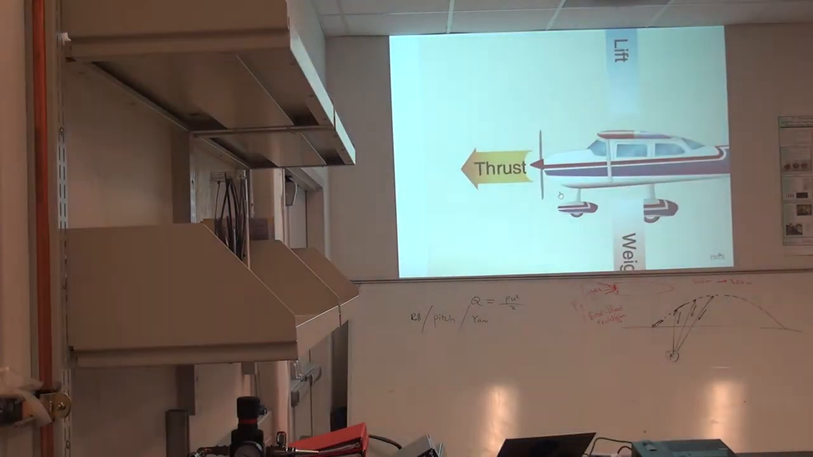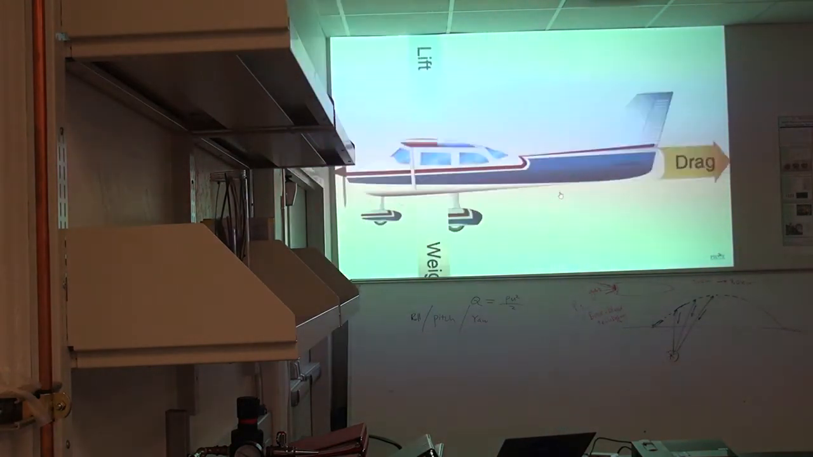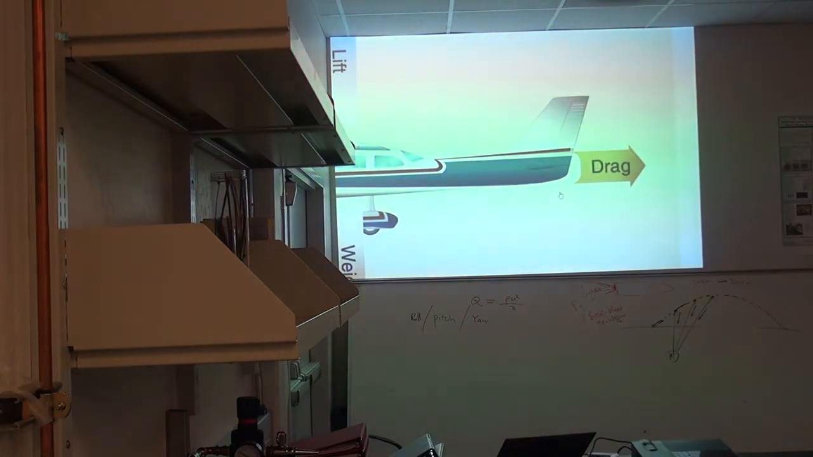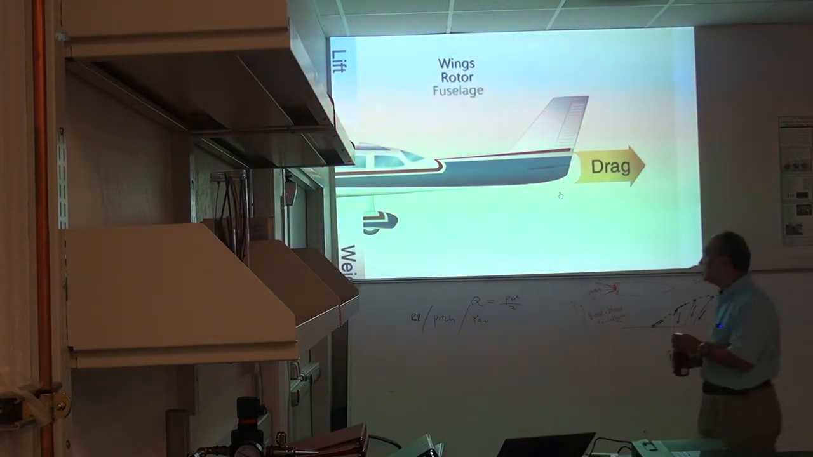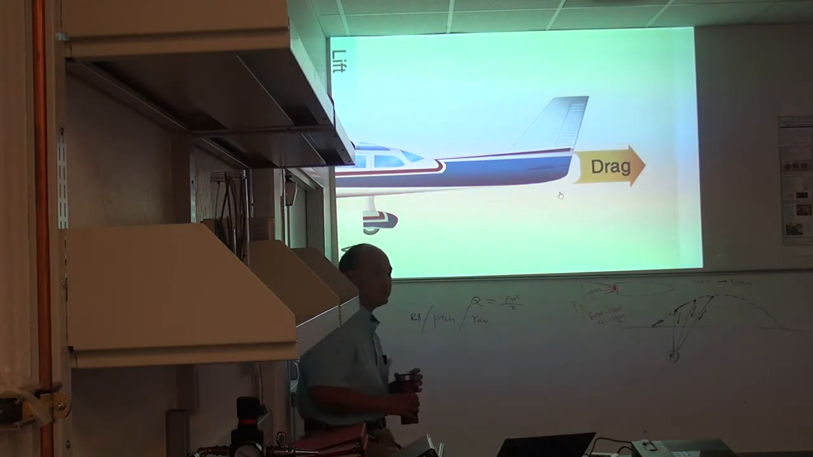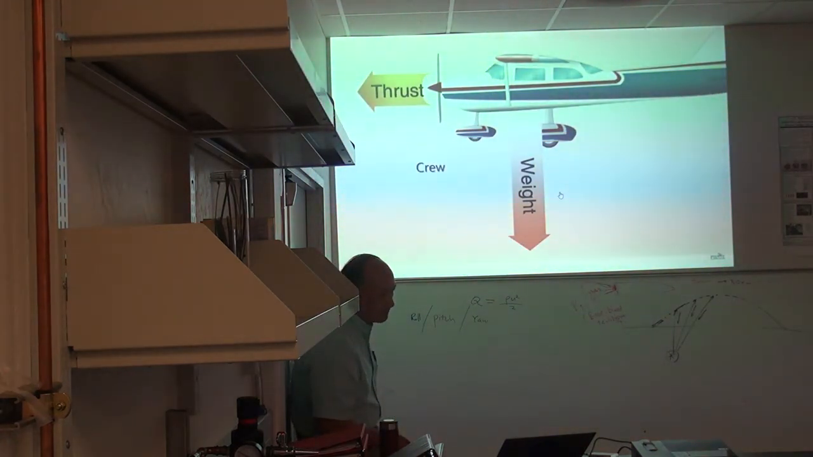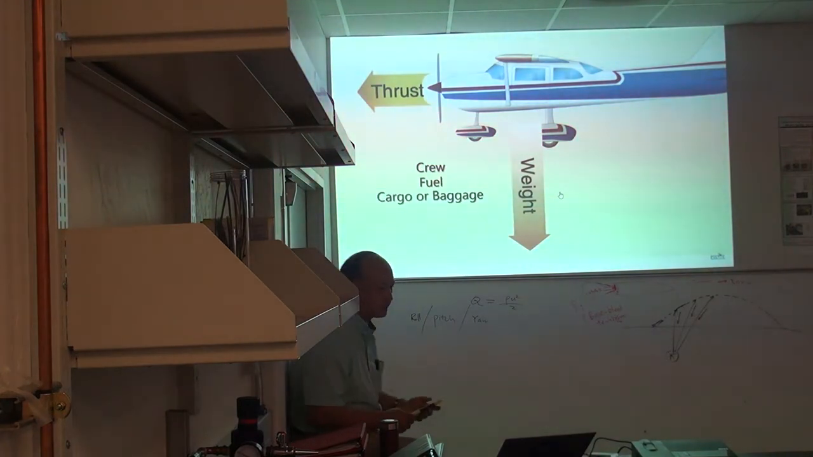Thrust is the forward force produced by the power plant, propeller, or rotor, and is opposed by drag. Drag is the rearward, retarding force caused by air that has been disrupted by the wings, rotor, fuselage, and other protruding objects, and opposes thrust. Weight is the combined load of the aircraft itself, the crew, the fuel, and the cargo or baggage.